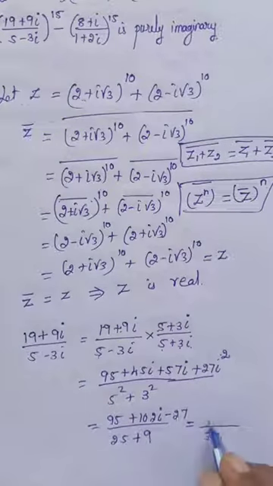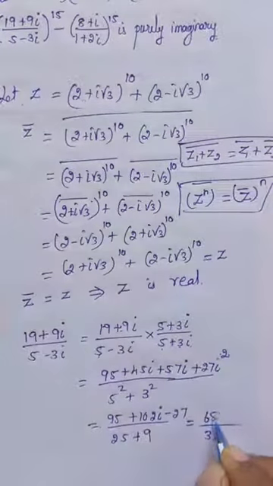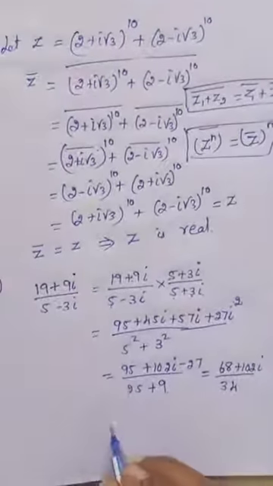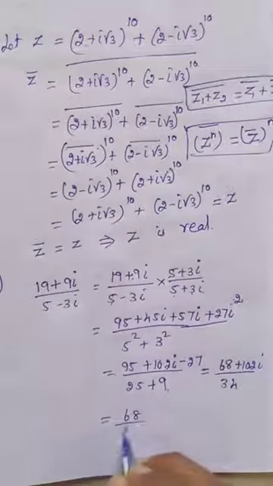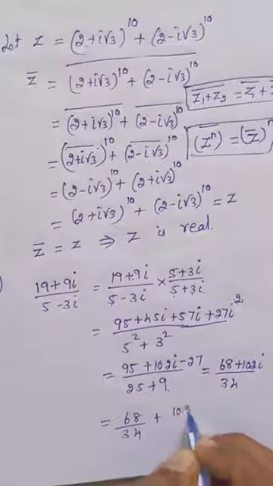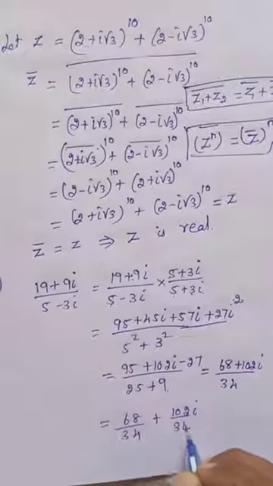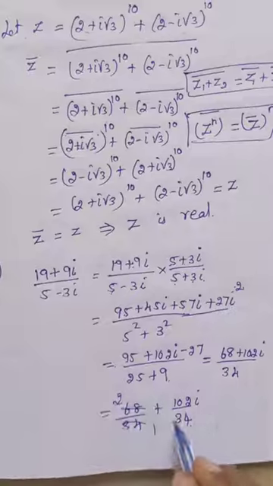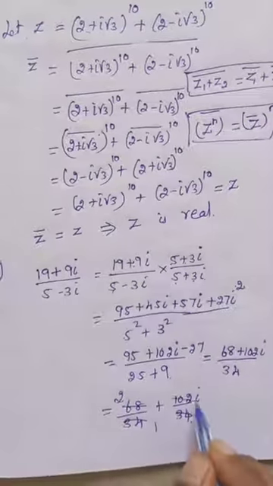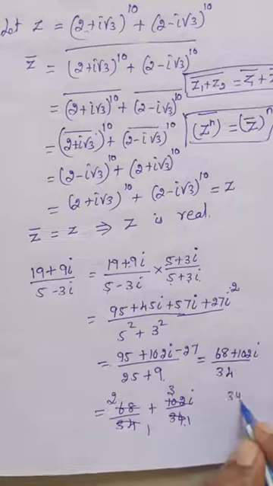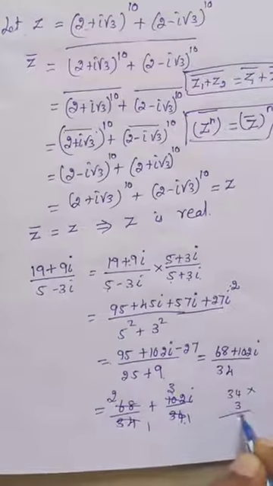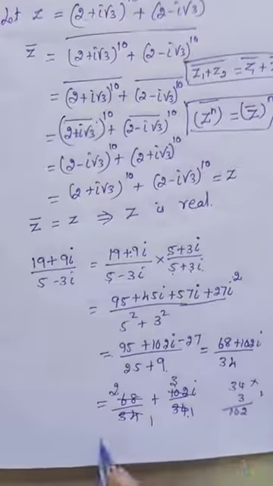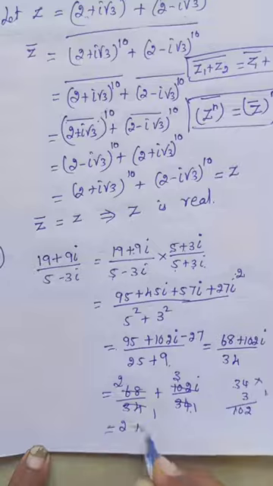In the numerator, 95 minus 27 gives 68 plus 102i. Now we can divide it separately: 68 by 34 plus 102i by 34. By looking at it, we can understand that 68 by 34 is 2, and 102 by 34 we may get 3. Or if you want, you can multiply and check it: 34 into 3, 4 threes are 12, 3 into 3 is 9, plus 1 is 10, so we have 102. So this is 2 plus 3i.